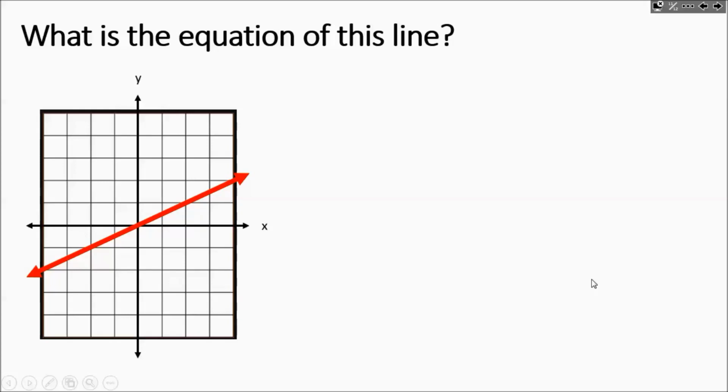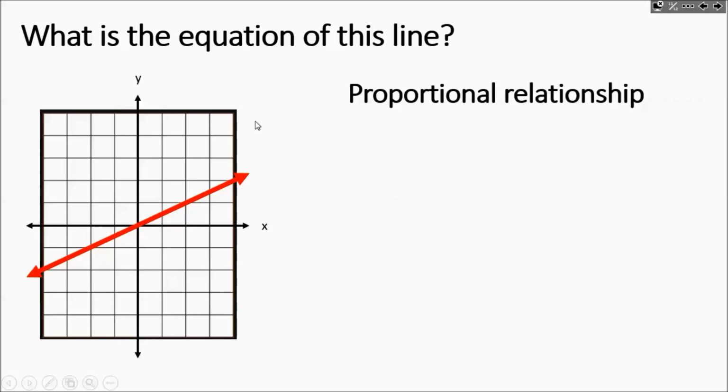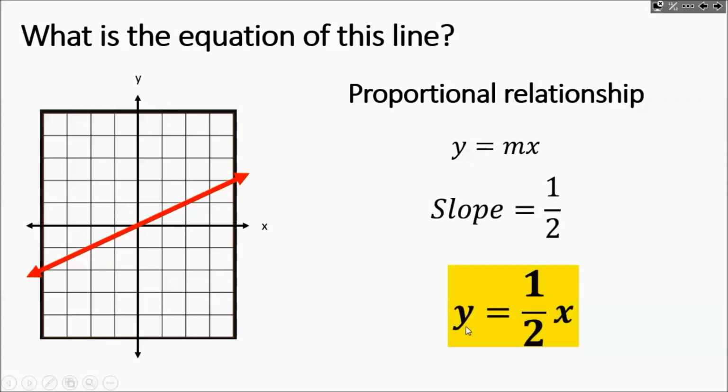Now we're going to try this out. What is the equation of this line? So we've got this line here. I see that it's proportional. It's hitting the y-axis at 0, and it's passing through the origin. The slope, I see up 1, right 2, up 1, right 2. Doing y equals mx, I know that the slope is 1/2, so I'm going to replace m with 1/2. y equals 1/2 x.